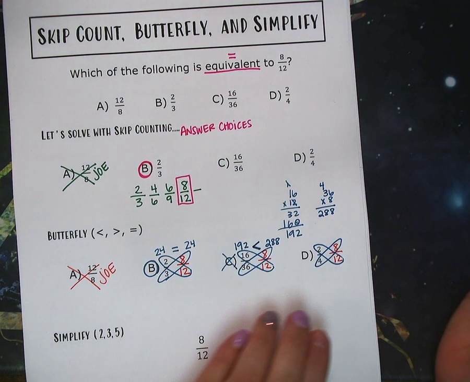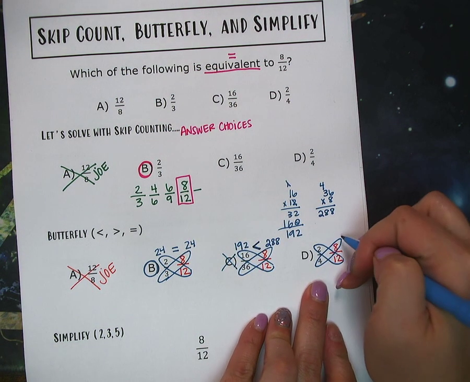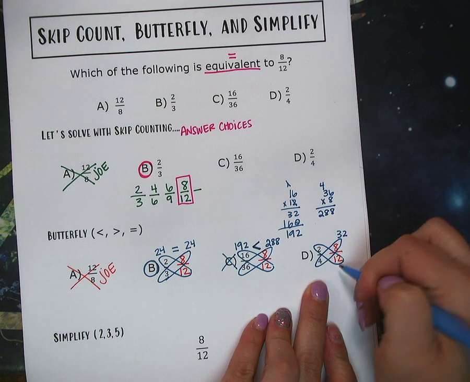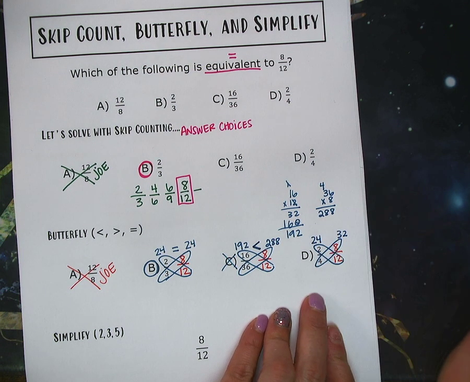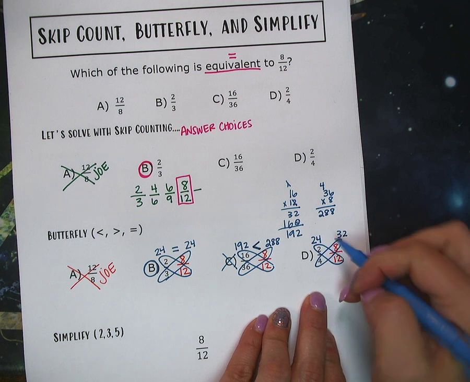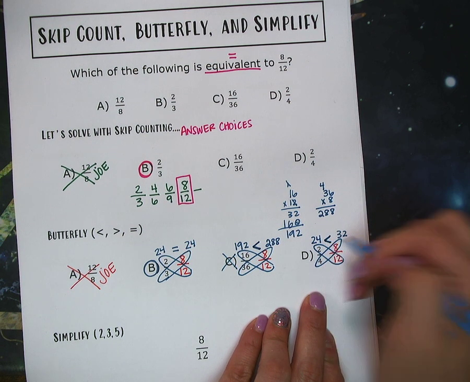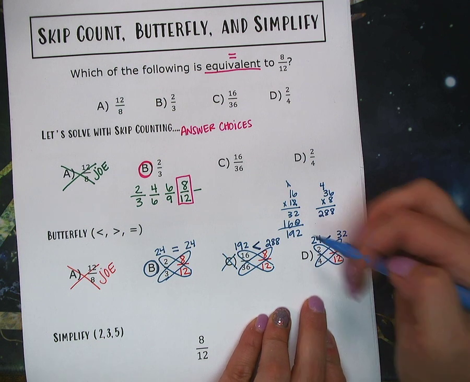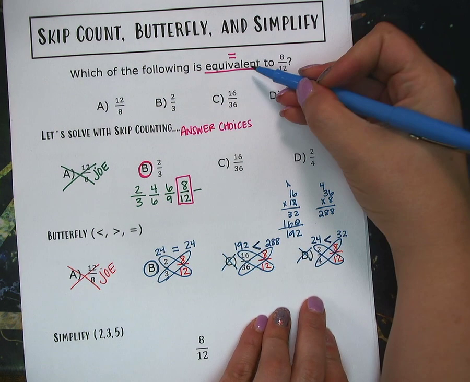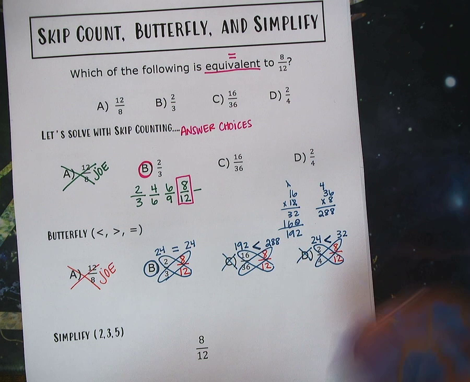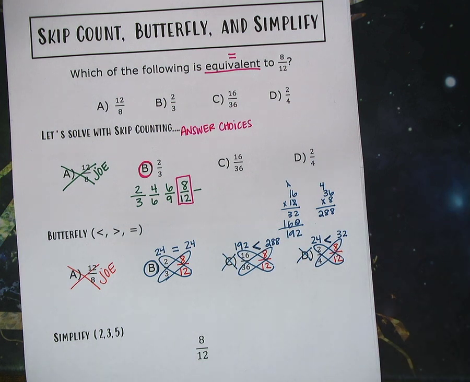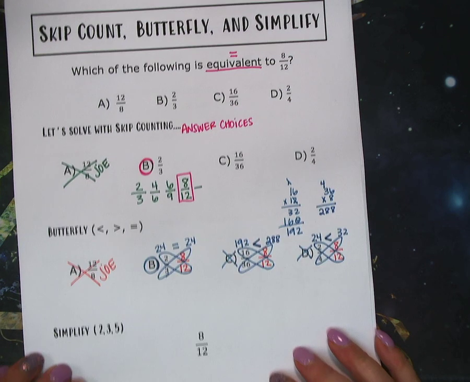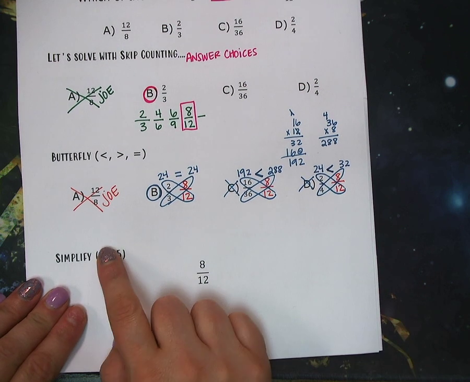And again, showing you that same strategy, 4 times 8 is 32. And 12 times 2 is 24. So again, the 32 is larger and therefore would be eaten. So the 8/12 is again larger than the 2/4. So not the correct answer because it's not equivalent, but it does again tell us which one's bigger and which one's smaller.